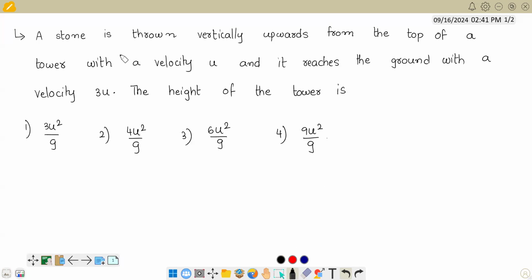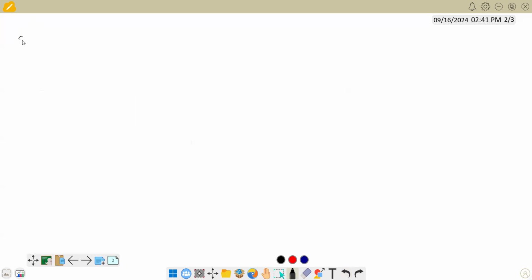Hello student, the question says a stone is thrown vertically upwards from the top of a tower with a velocity u and it reaches the ground with a velocity 3u. The height of the tower is. So let us try to solve this problem.